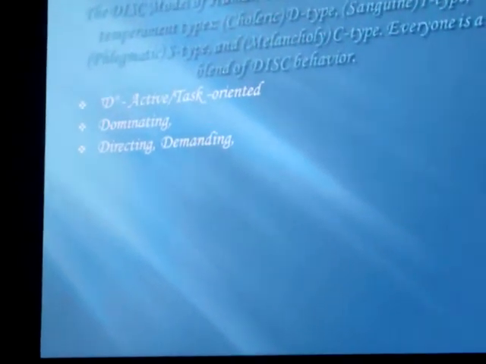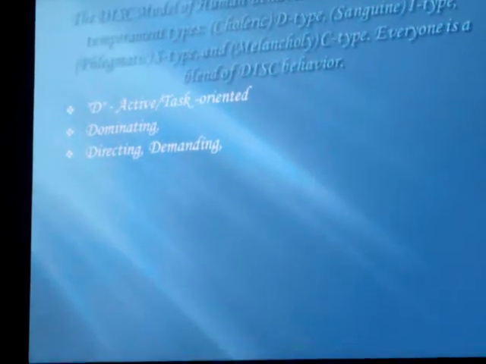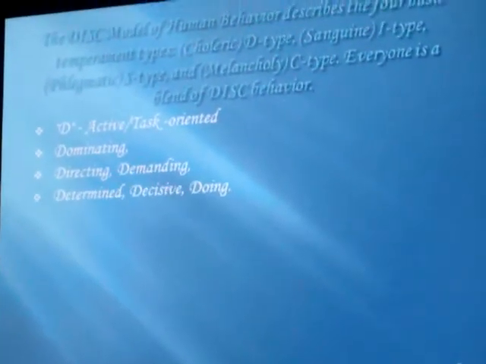The DISC model of human behavior describes the four basic temperament types as choleric, which is the D type; sanguine, which is the I type; phlegmatic, which is the S type; and melancholy, which is the C type. Everyone is a blend of the DISC behavior.